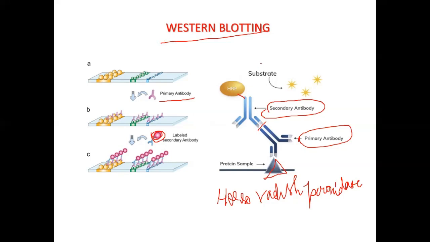When we add substrate, this horseradish peroxidase converts the substrate to a colored product. Thereby you can see colored bands on the nitrocellulose membrane in a Western blot.